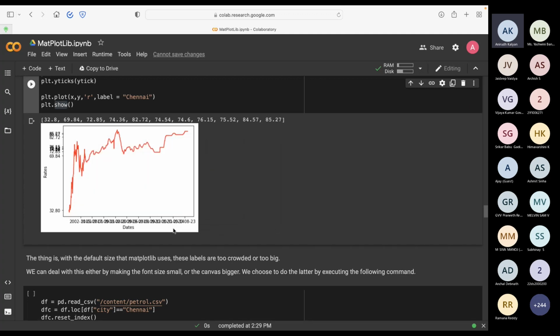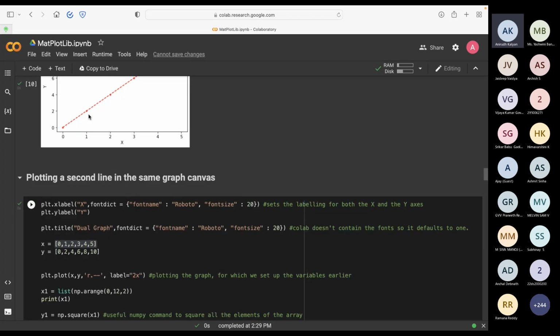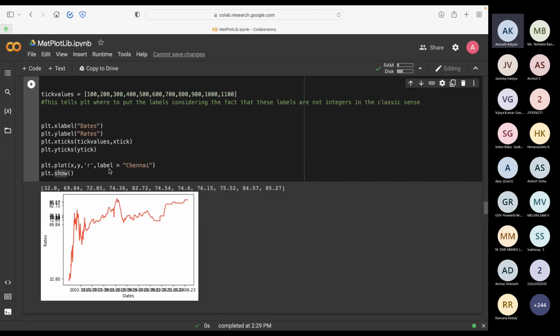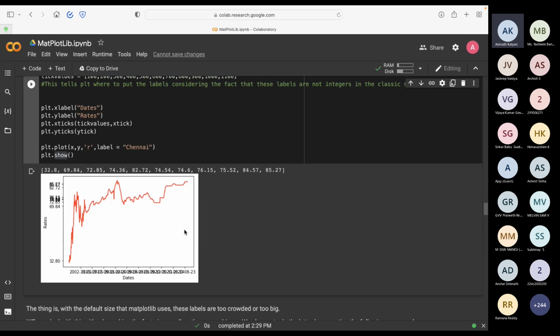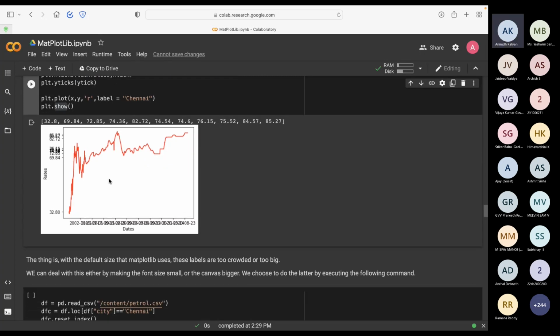I think for an initial doubt, I did say that the Matplotlib library tries to default to an initial resolution, which it does not change. If you notice, all of these resolutions have been exactly the same throughout the entire session till now. But for data as big as this, that's just not going to cut it. You have so much grouping here, something that is just overwriting. Even the graph, if you notice, is not really that good. It's pretty low quality. So we can deal with this either by making the font size small or the canvas bigger.